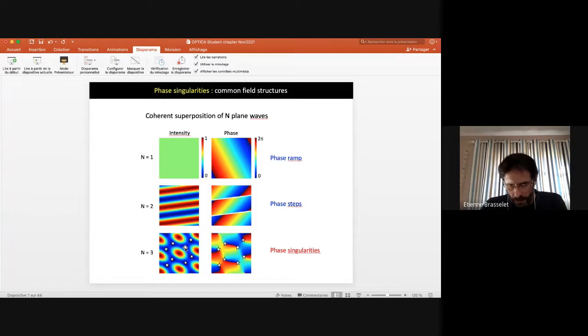And those dark spots, those spots of null intensity, are associated with the emergence of points where all the phases meet. And these points are the location of phase singularities where the phase is undefined, and that is why they correspond to 0 of amplitude, since the field cannot express where the phase is undefined, because to define a field you need not only an amplitude, but you need also a phase.